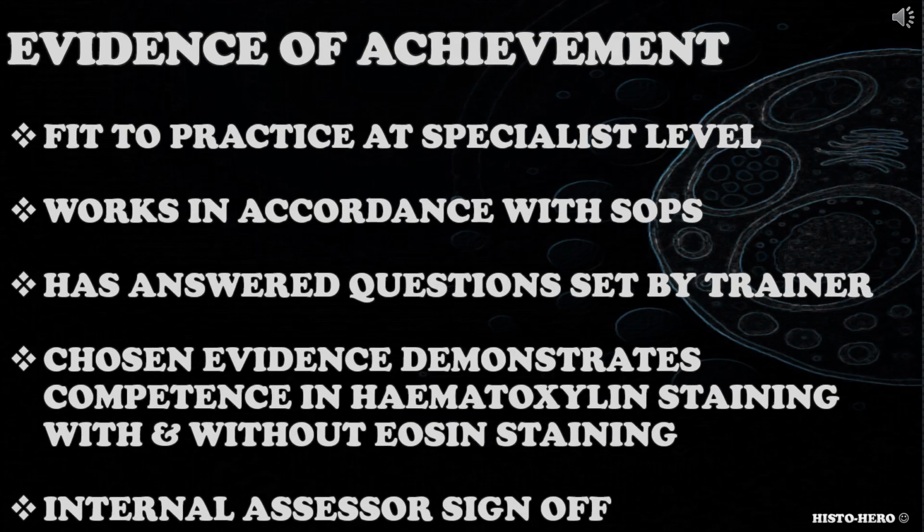Each subsection also has evidence of achievement. This is a part where your training officer signs you off as competent and fit to practice as a BMS at the specialist level. The training officer will confirm that you can work in accordance with local SOPs relevant to this section. They will also confirm that you have answered questions set by them to test knowledge and skills relevant to this section. And they will confirm that your chosen evidence demonstrates your competence relevant to this section. You will need to be signed off as competent by an internal assessor for this section. This can be your training officer, a senior BMS overseeing this section, or a training lead.